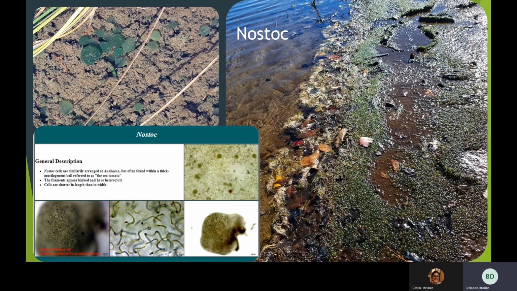We also have some other strange ones that you don't see a lot that will not create this blue-green surface scum. Nostoc, for example, are these blue-green marbles that you might see at the bottom of the lake.